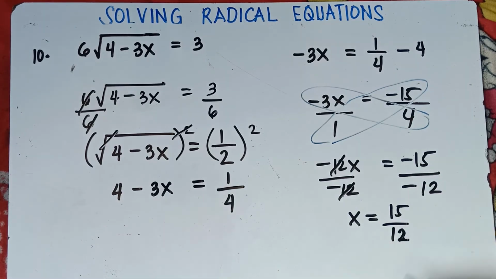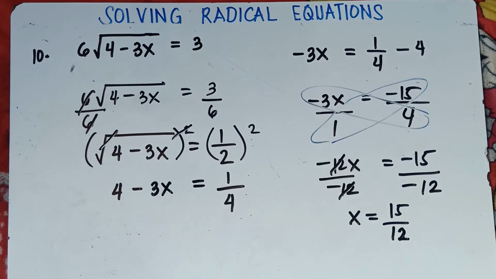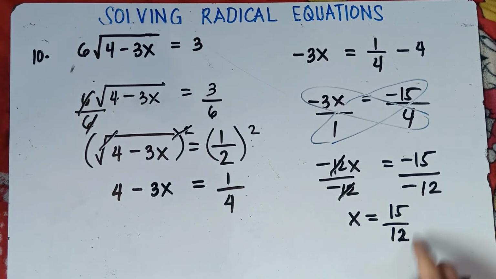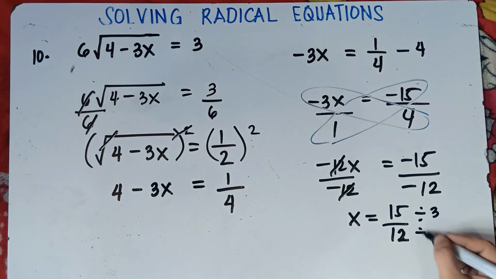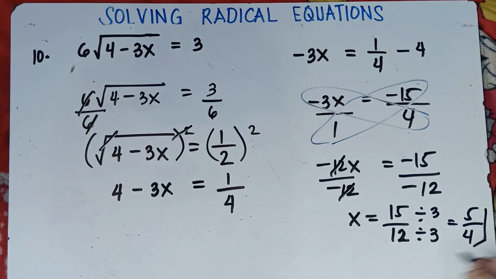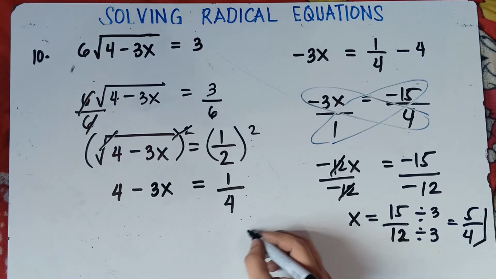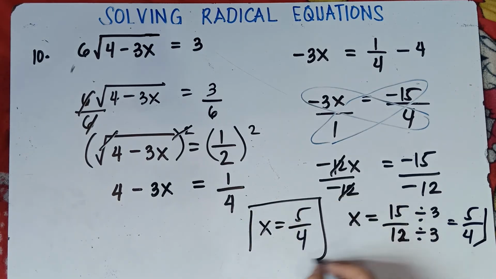Now you always check, class, if you can reduce your answer. Can we reduce? Yep, we can reduce. We cannot divide, class, because we will get a decimal answer. We just need to reduce this one by 3. 15 divided by 3 is 5. 12 divided by 3 is 4. That's it, class. That's our answer for x. X equals 5 over 4. That's the answer for number 10.